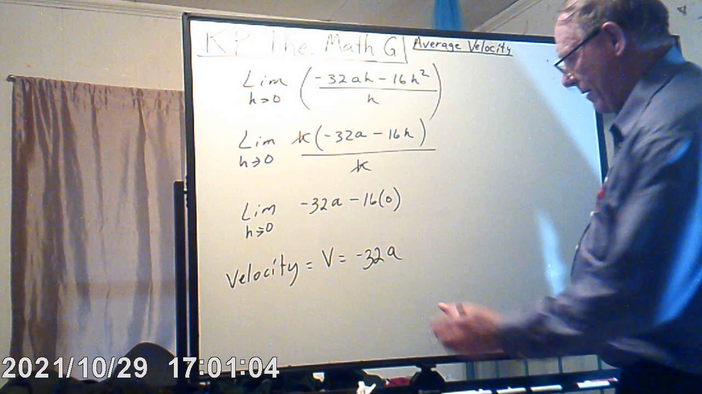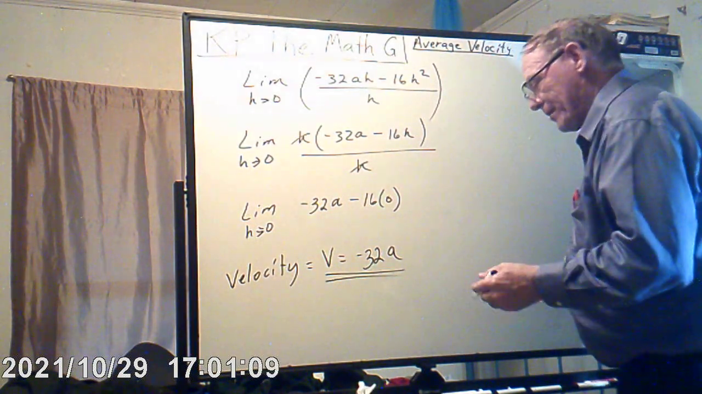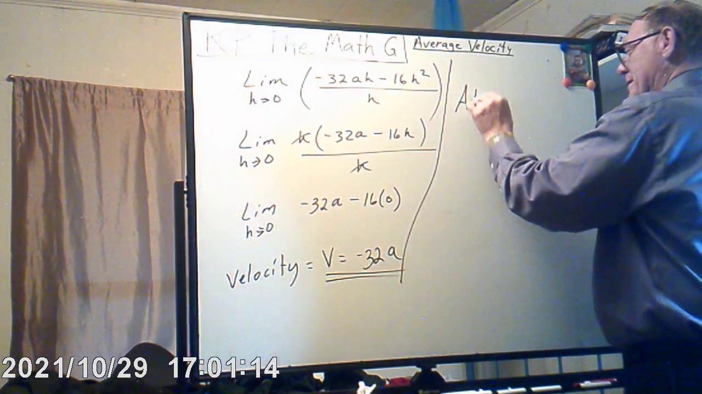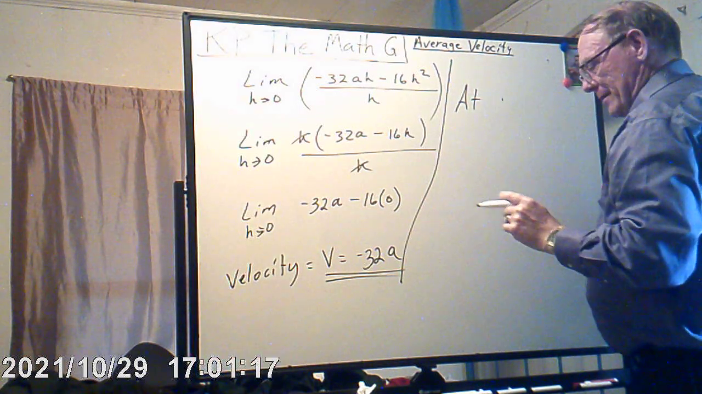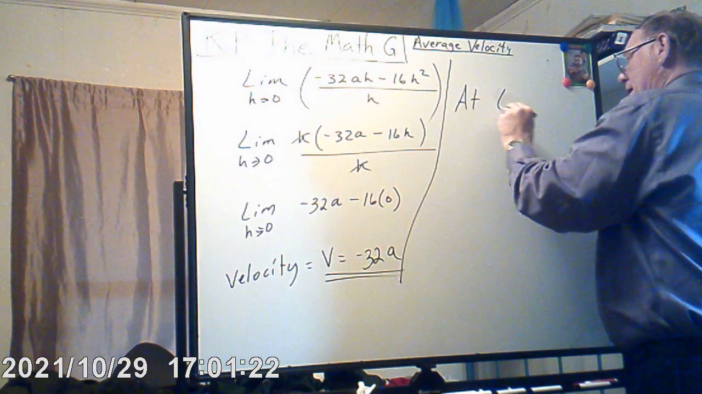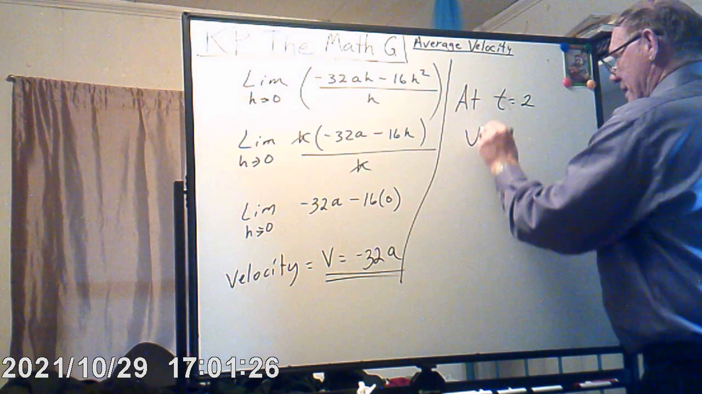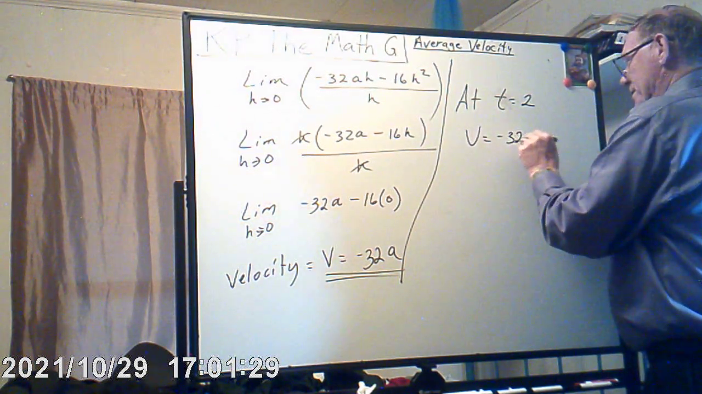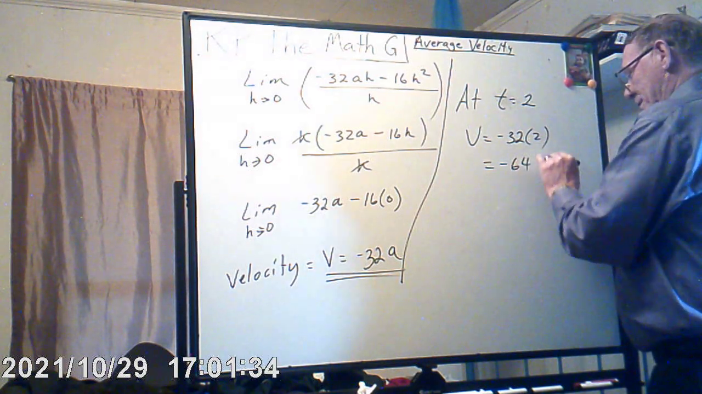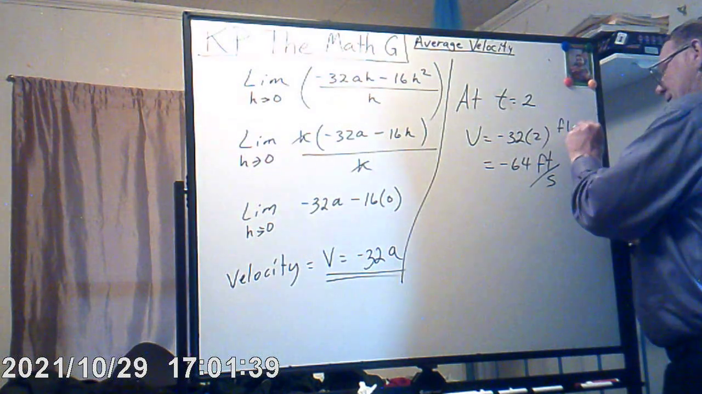Now that we know what the instantaneous velocity is, we might just go ahead and do this now at t equals 2. At t equal to 2, v is equal to negative 32 times 2, which is equal to negative 64 feet per second. And maybe we could have done this from the start.